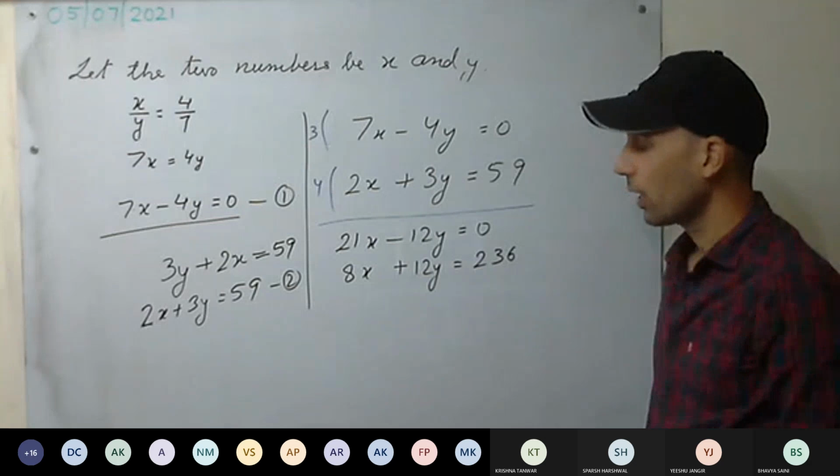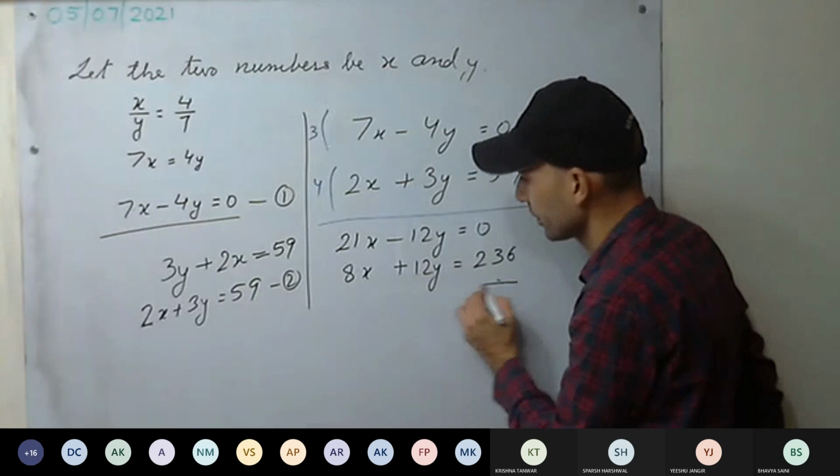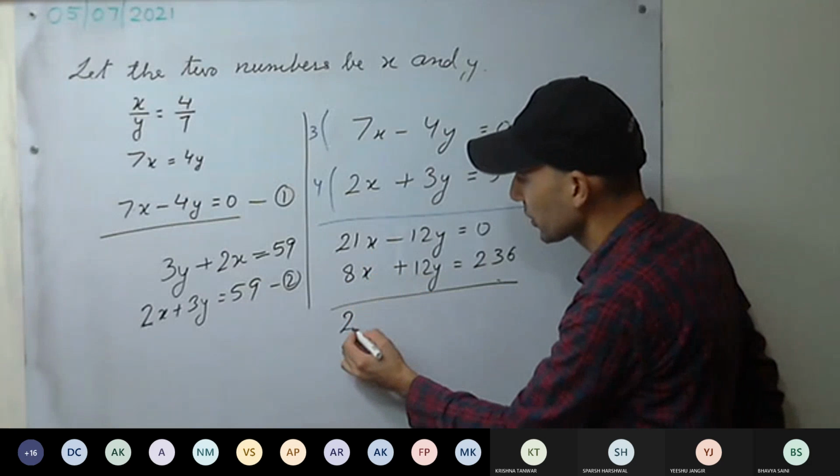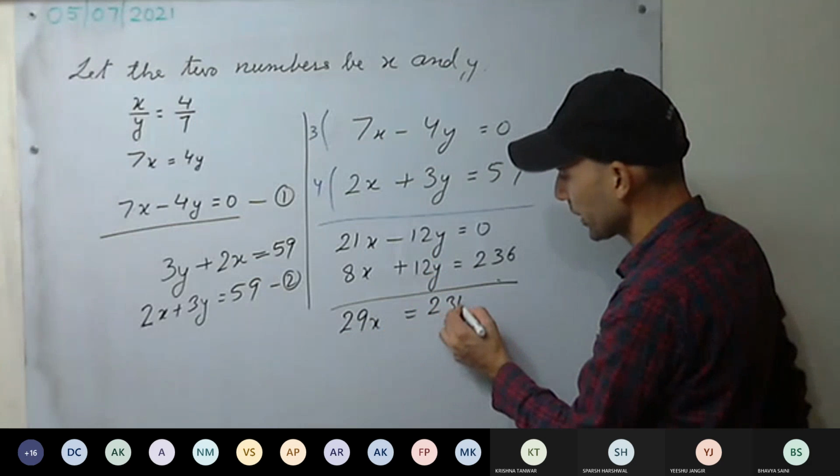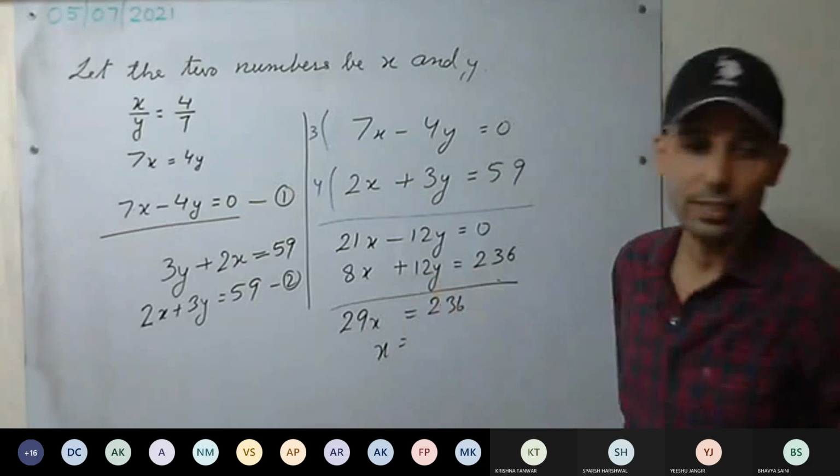Okay. Now add them. It will be how much? 29x equal to 0 plus 236. X equal to, find the value of x.